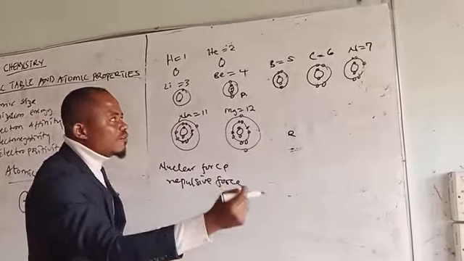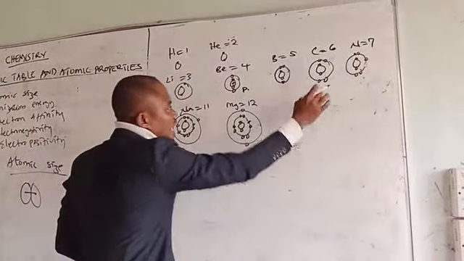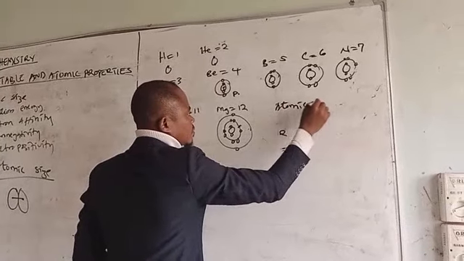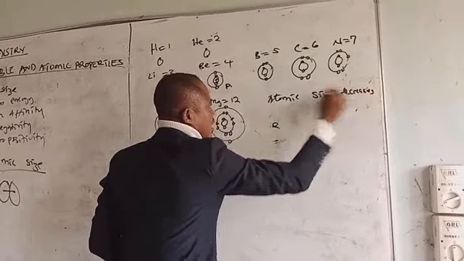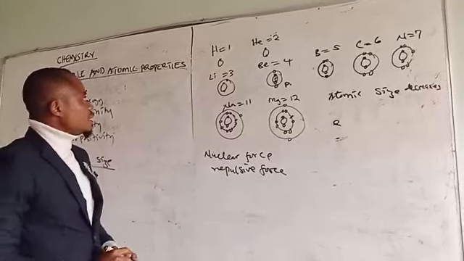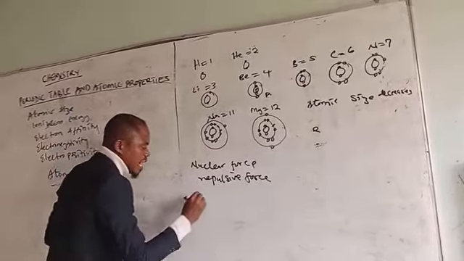And so because the nuclear force will be dragging or drawing the electron towards itself, as we move from left to right, the atomic size decreases as we move from left to right. Now, as we move down the group, what happens?